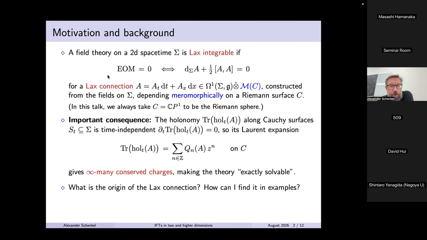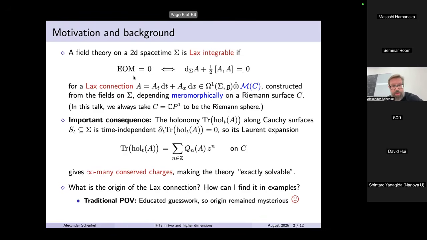Now, this traditional point of view on integrability is a bit strange. You have to find a Lax connection built from the fields depending meromorphically on a Riemann surface, which at the level of the field theory wasn't even there. So you have to invent a Riemann surface. You have to invent a way to build a connection from the fields in order to encode the equation of motion differently. So it's completely unclear from this perspective what is the origin of the Lax connection and how I can systematically find it in examples.